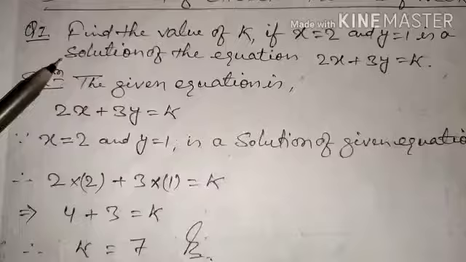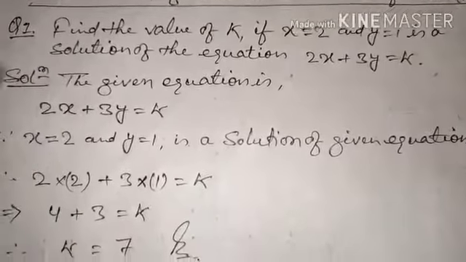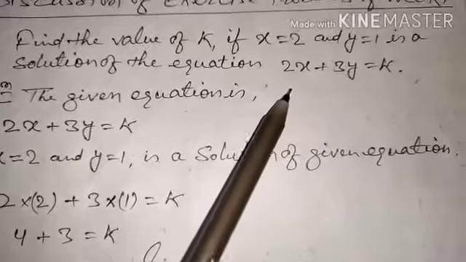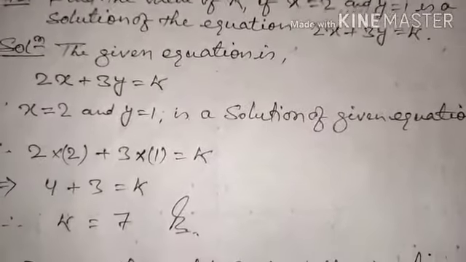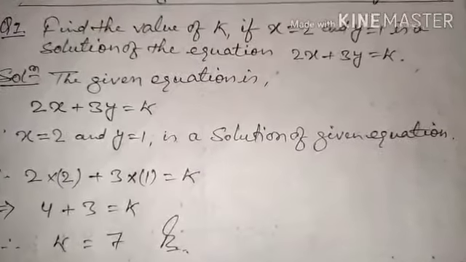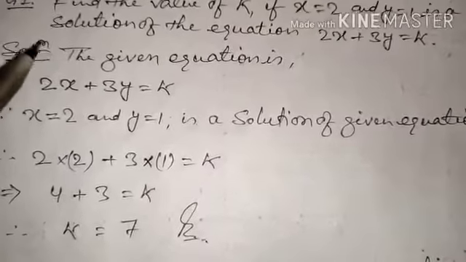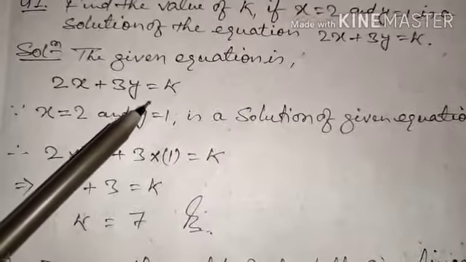The question is saying, find the value of k if x is equal to 2 and y is equal to 1 is a solution of the equation 2x plus 3y is equal to k. So the question itself is saying that x equals 2 and y equals 1 is the solution of this given equation 2x plus 3y is equal to k.